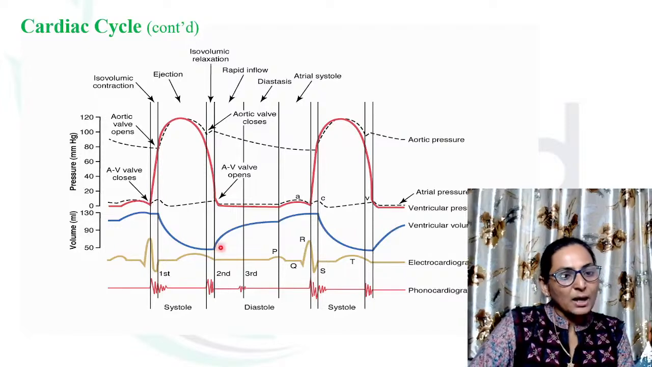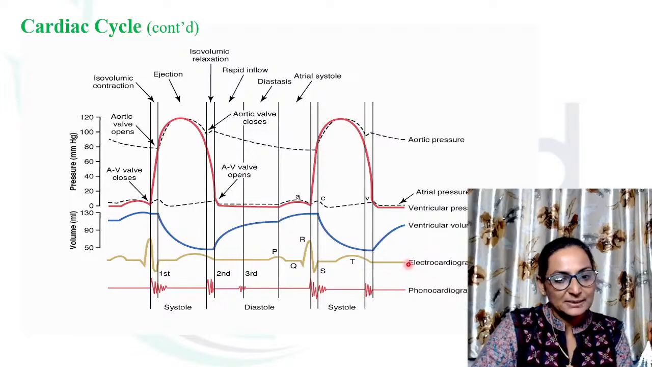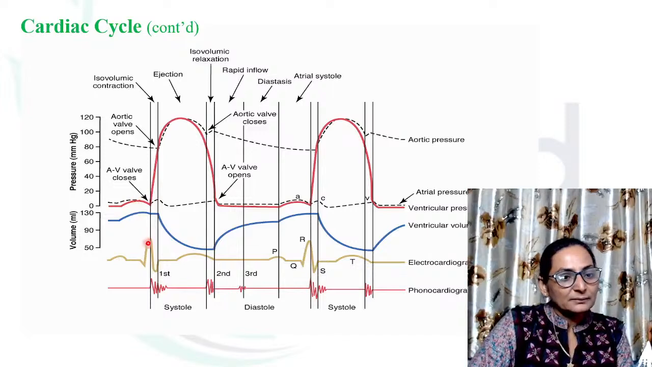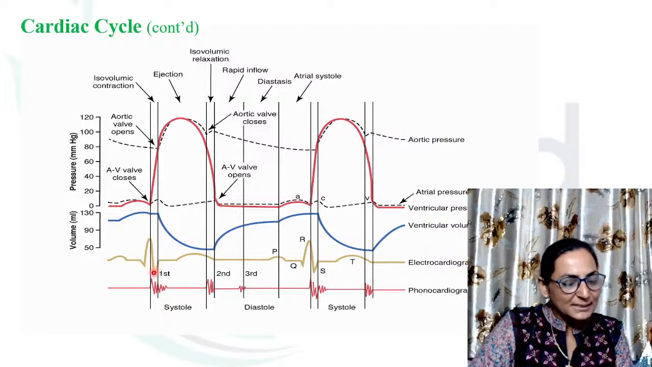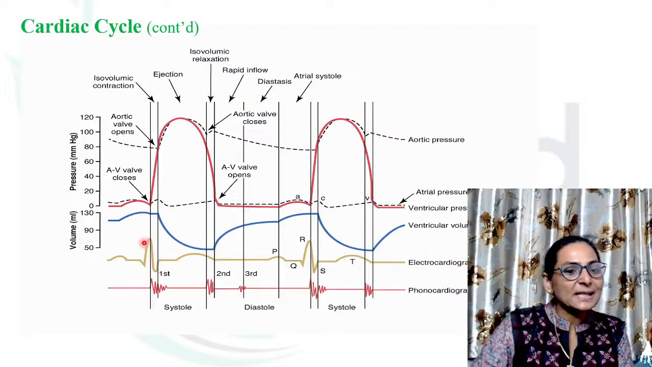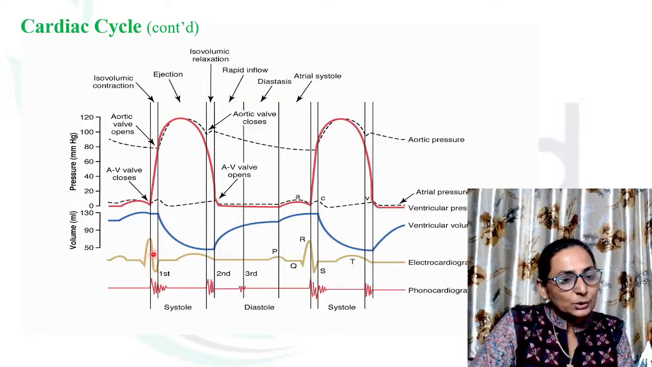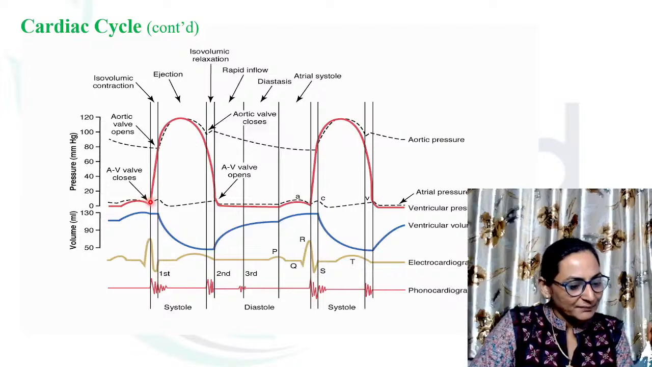Now, whenever you are studying this diagram, always start with the ECG, that is the electrical events. For example, when we start, this is the QRS complex. The QRS complex means the ventricles will depolarize. As the ventricles depolarize, this electrical event will coincide with the mechanical event, that is isovolumetric contraction. So the QRS complex on the ECG is going to coincide, or it will be just before the closure of the AV valve.